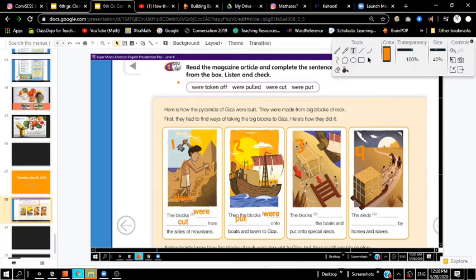Number 3. Read number 3 for me. It says the blocks blank the boats and put onto special sleds. We already used this one, right? We already used cut. We already used put. So the first 2 are the ones that we're going to look at, right? So we're taken off or we're pulled. Well, it looks like there's a motion that's happening right here, right? There's kind of sliding off of the platform and then maybe put onto these sleds, right? Because then you see this next picture, there's the sled. Okay, that's called a sled. So I think that we're going to be, we're taken off, right? That's the word that we're going to put on there. Were taken off the boats and put onto special sleds.